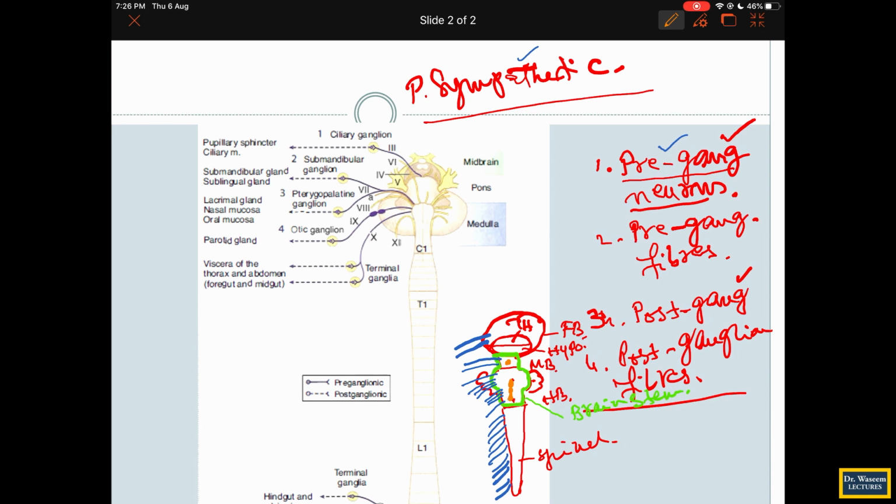Means if you are actually looking at here in this case, I tell you that one is lying here in the midbrain, second is lying in the pons, third is lying in the upper medulla, and fourth is also lying in the medulla, the big one. These 4 areas where the preganglionic neuron cell bodies are lying, so that's why you call them nuclei.